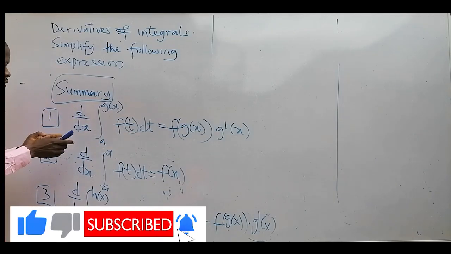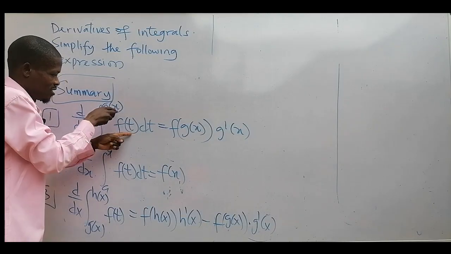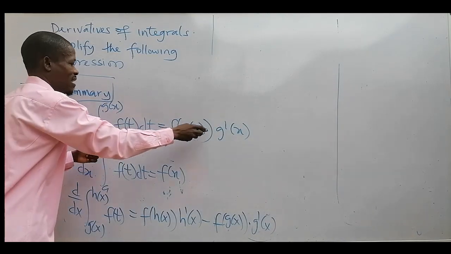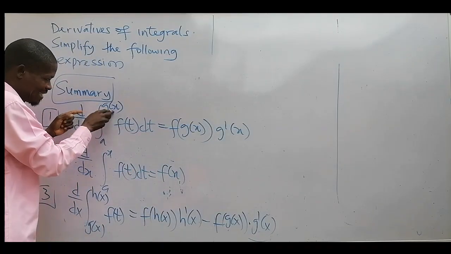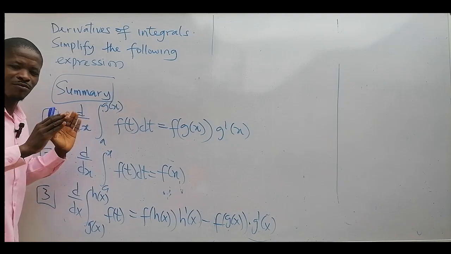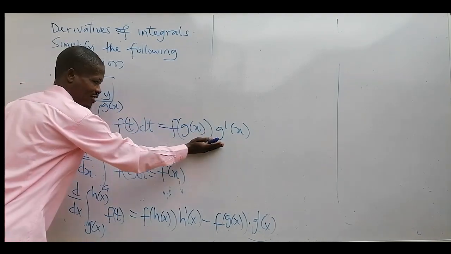What we are doing is very simple. You substitute for your t. Your t is g of x. And at the same time, times the derivative of that upper limit, which is as simple as ABC. So that's that.